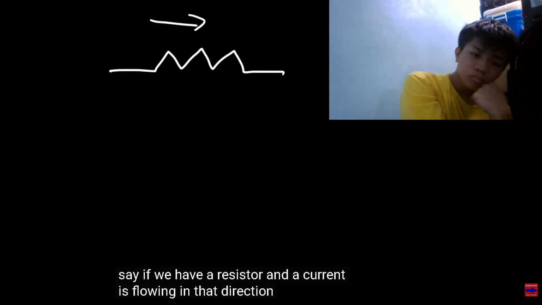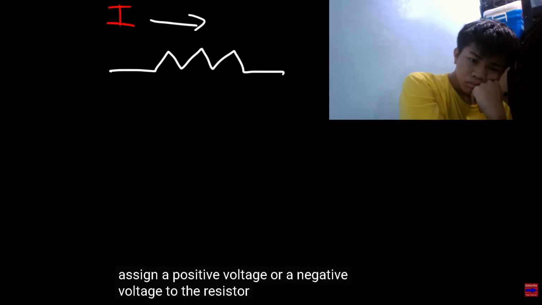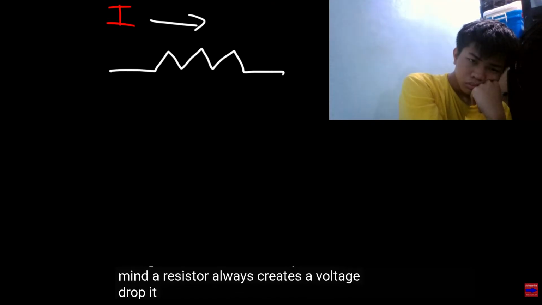Now let's see if you remember. So let's say if we have a resistor and the current is flowing in that direction, will we assign a positive voltage or negative voltage to the resistor? So keep this in mind, a resistor always creates a voltage drop. It always consumes energy from the charges. So always assign a negative V for a resistor.